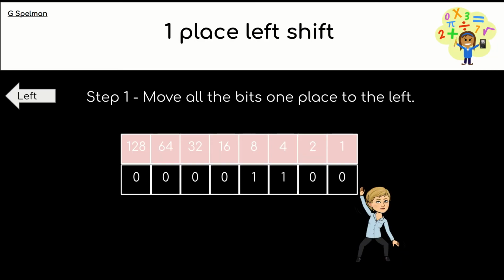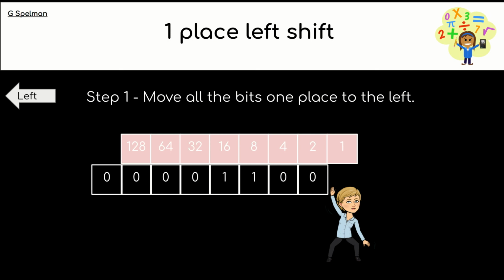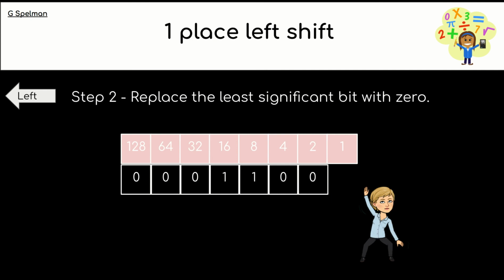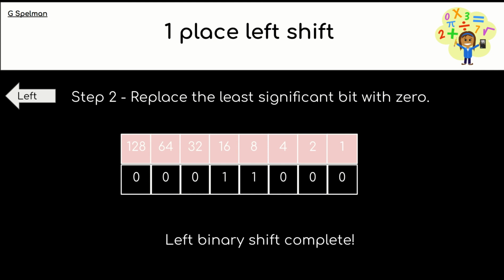Okay, so now we're going to do a binary shift left one place. And we're going to use 12 again, so the binary value for 12. And I would like you to pause the video and have a go at doing this. So how did you do? So we have moved all the bits one place to the left, and now we are dropping the most significant bit. And the least significant bit here has got a gap, so we're going to fill that with a 0. And that is the left binary shift complete. So again, what was the point in that? What has been achieved?